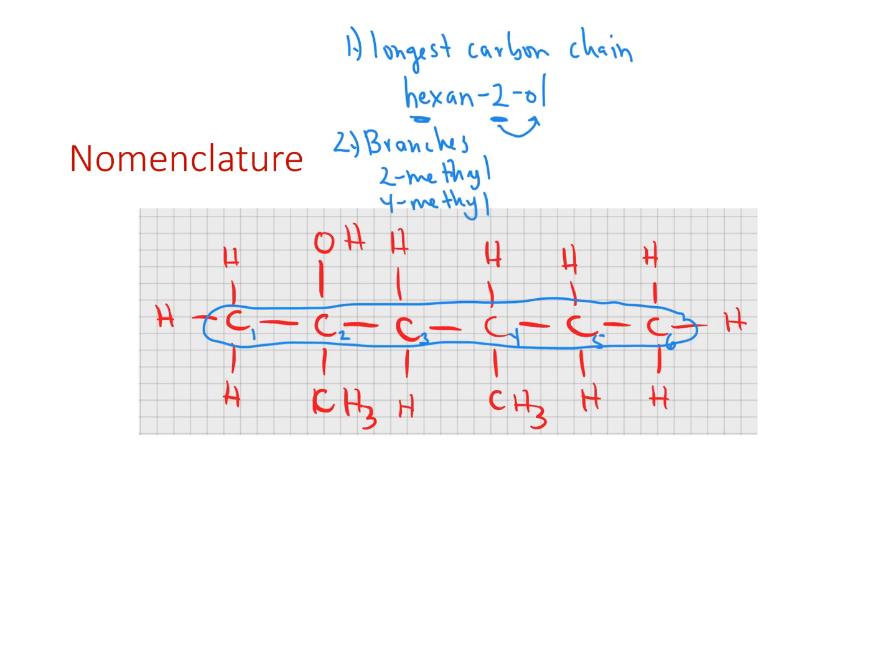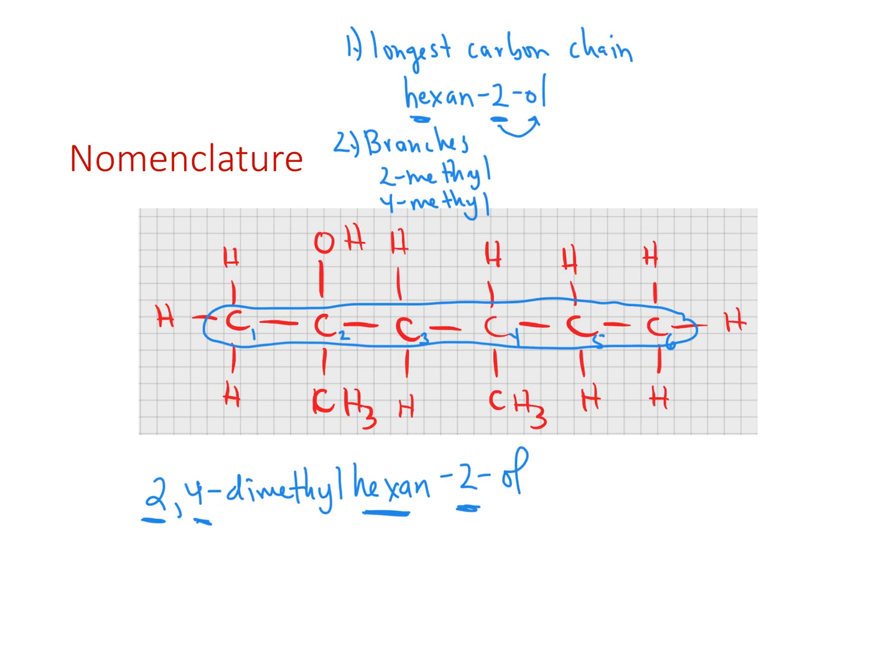So putting that all together, I have 2,4-dimethylhexan-2-ol. I have a 6-carbon hydrocarbon that has an alcohol on the second carbon and a methyl group on the second and the fourth carbon.